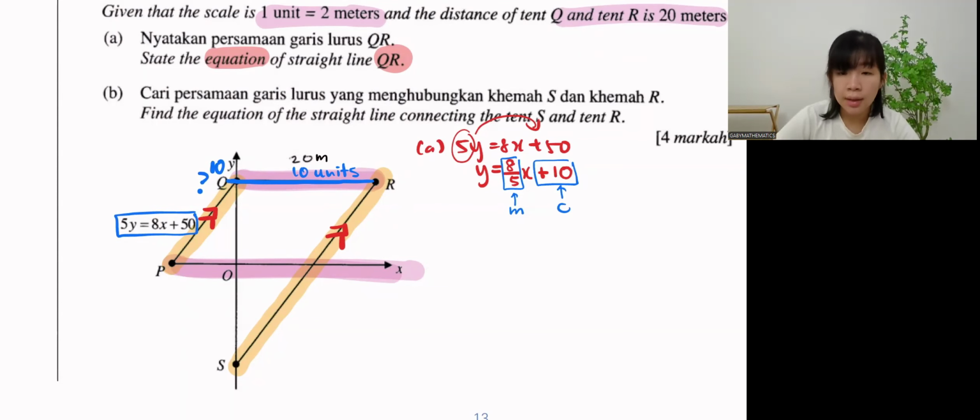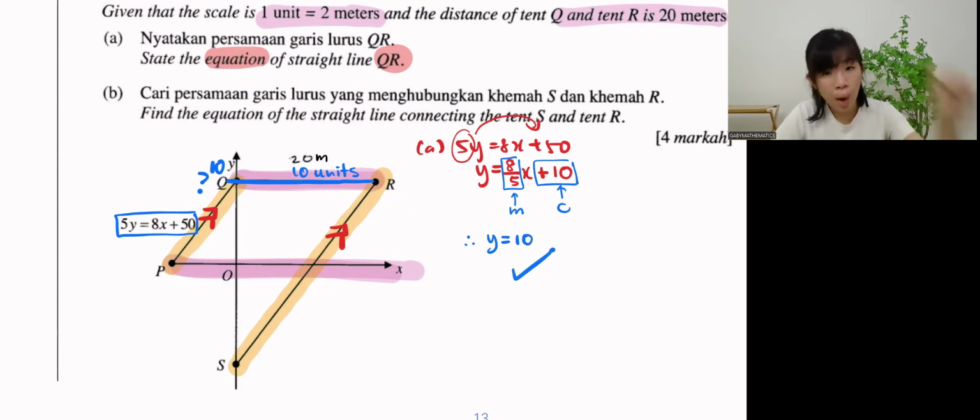Okay, guys, can you tell what is the equation of QR now? If you know this is actually 10, what is the equation of QR? So the answer is y equals 10. You have to mention y equals 10.